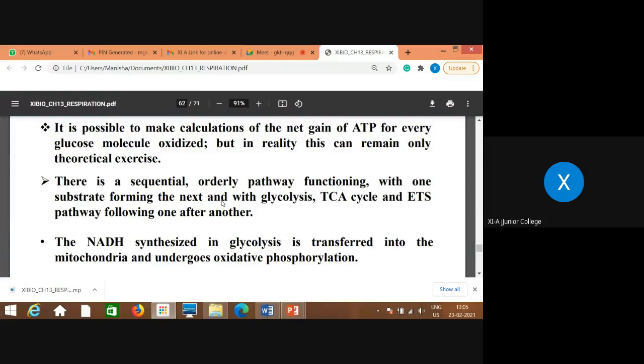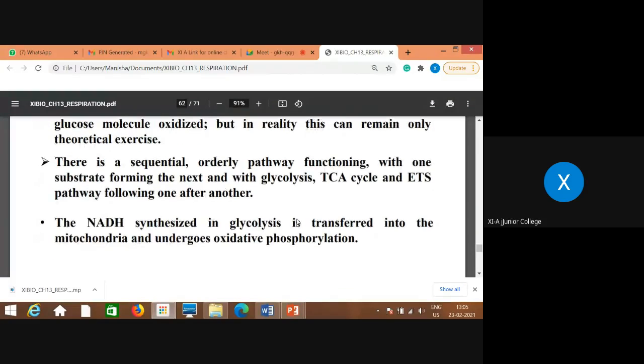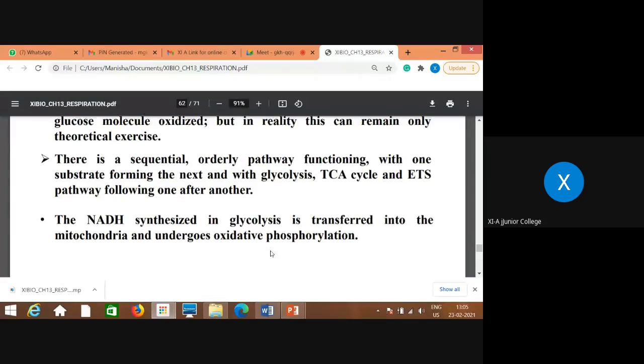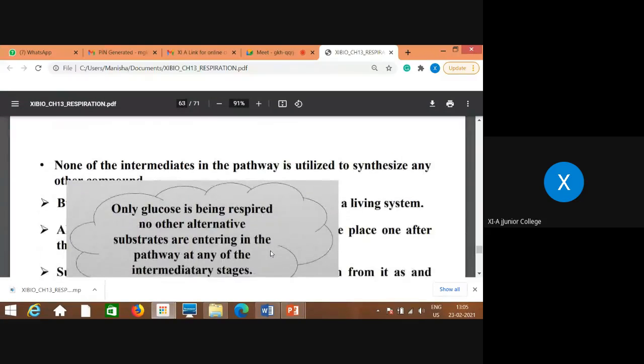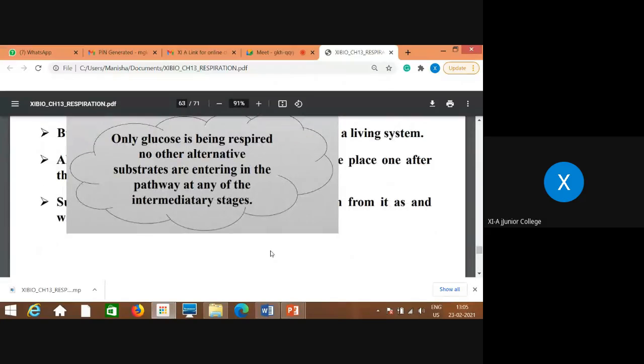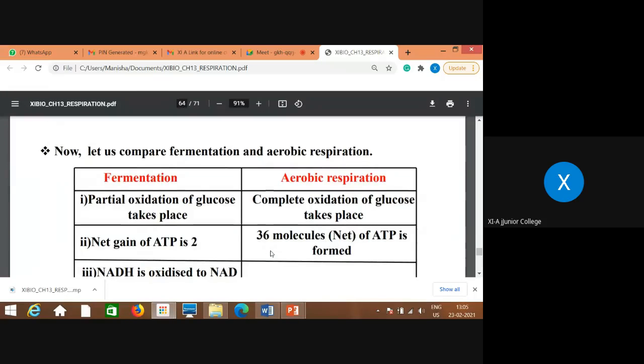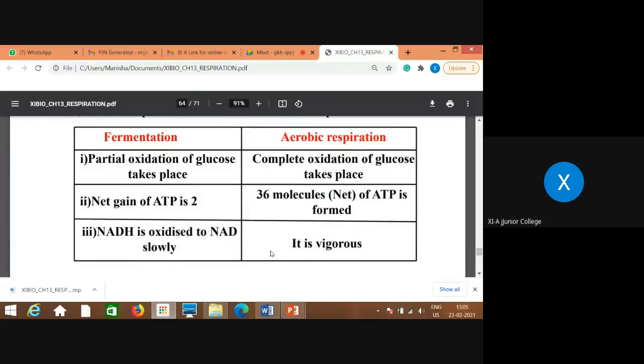Okay, so there is a sequential, orderly pathway functioning with one substrate forming the next, with glycolysis, TCA cycle, and ETS pathway following one after another. The NADH synthesized in glycolysis is transferred into mitochondria and undergoes oxidative phosphorylation, which we discussed just now. So glucose is being respired, only glucose is being respired, no other alternative substrates are entering the pathway at any of the intermediate stages.